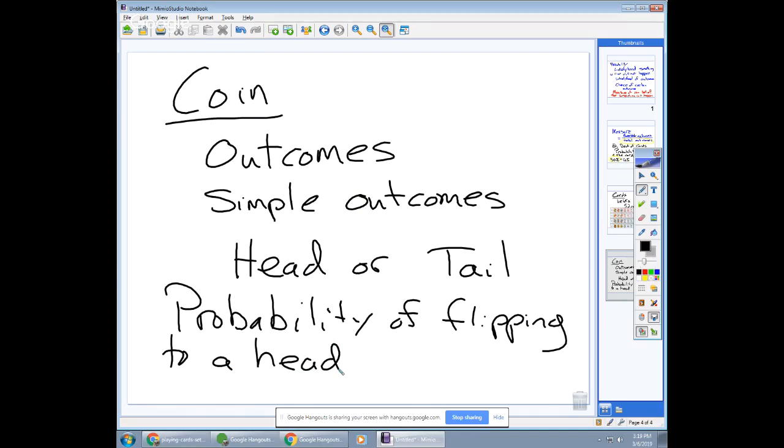Now, that's a lot of words. So usually we abbreviate things like this. Here, I would abbreviate that as P parentheses H. That's my shorthand for probability of a head. With the card example earlier, I might write P parentheses red.